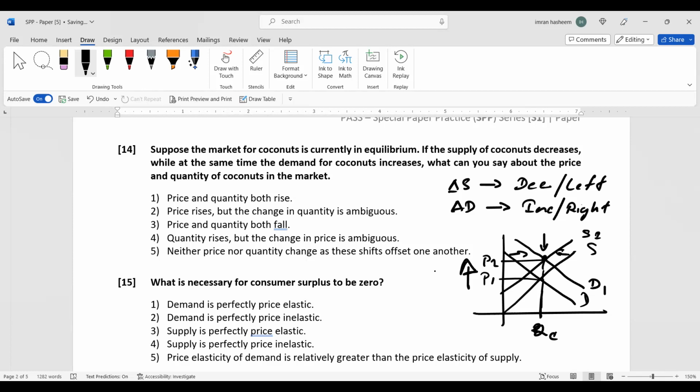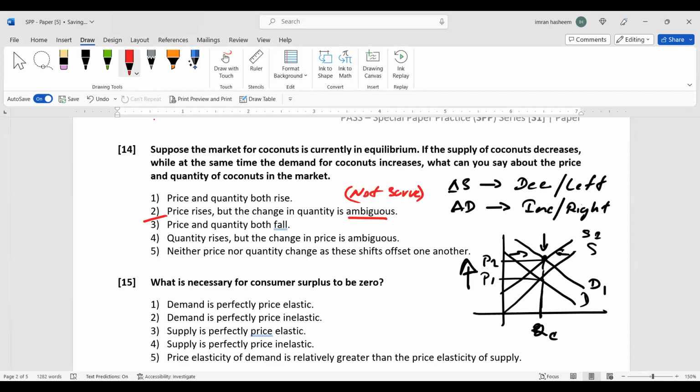Get it? In this question, I am not saying anything about whether demand and supply are changing in equal proportion or not. So the only answer we can agree with is number 2. Ambiguous means, in simple language, not sure. We are not sure. It's not clear.